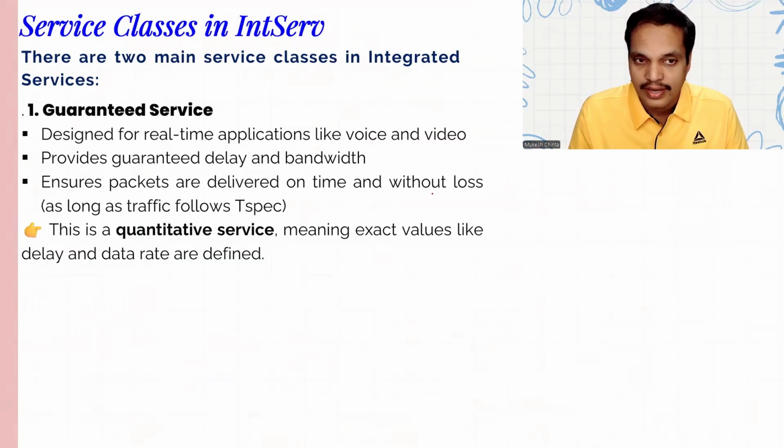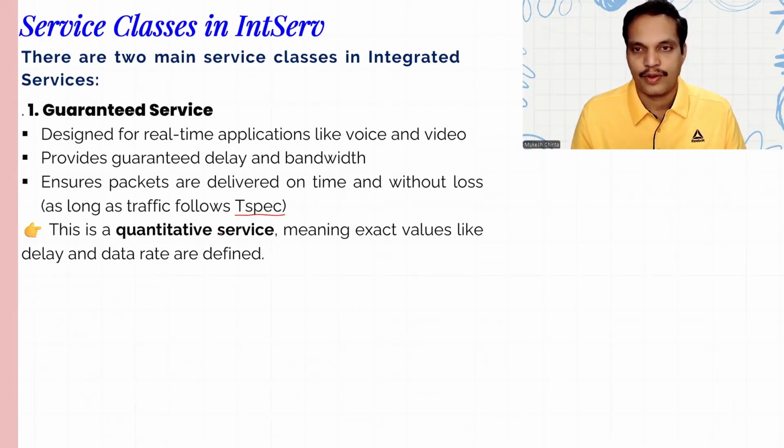This without loss holds as long as the traffic follows the TSpec mentioned in the flow specification. That means if a host says that I'm going to send 100 bits per second, just for example's sake, and it starts sending 1000 bits or 10,000 bits per second, way beyond the limit that it specified, you might not be able to provide this kind of guarantee.